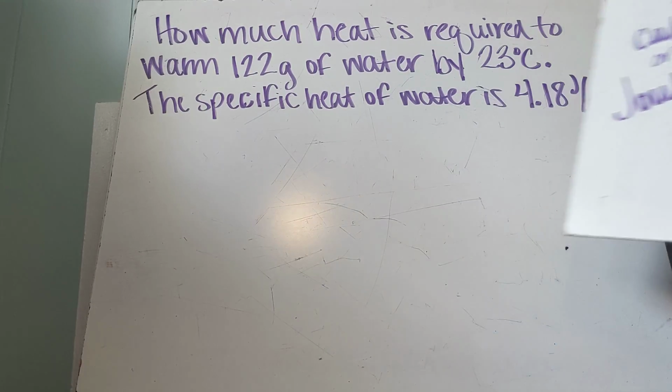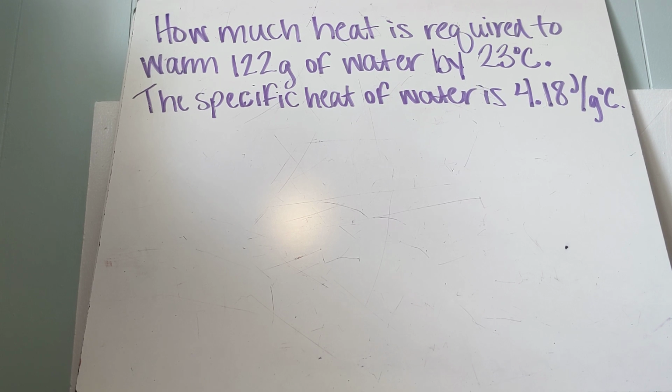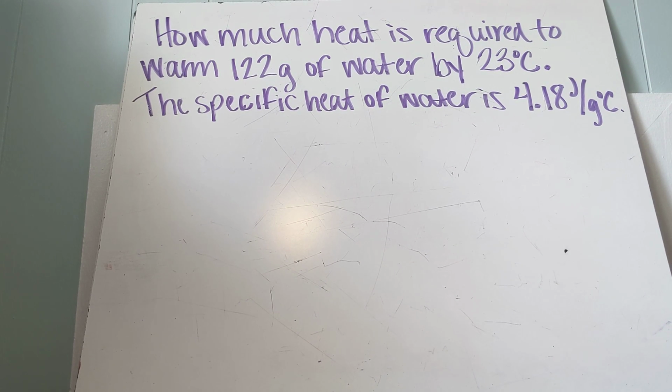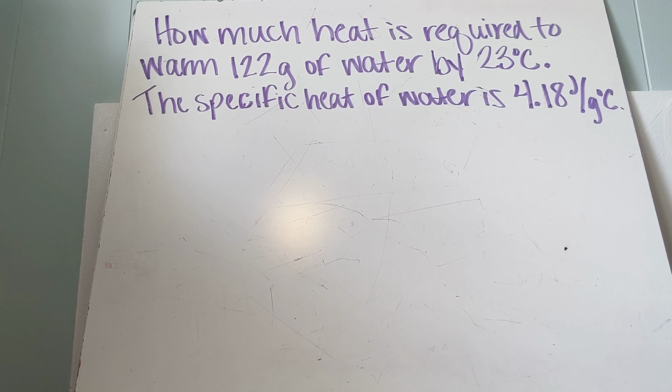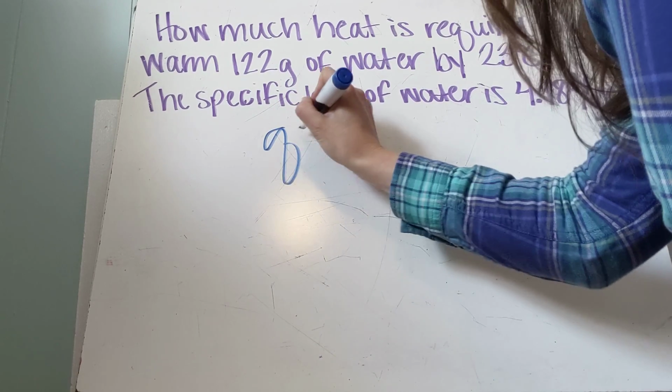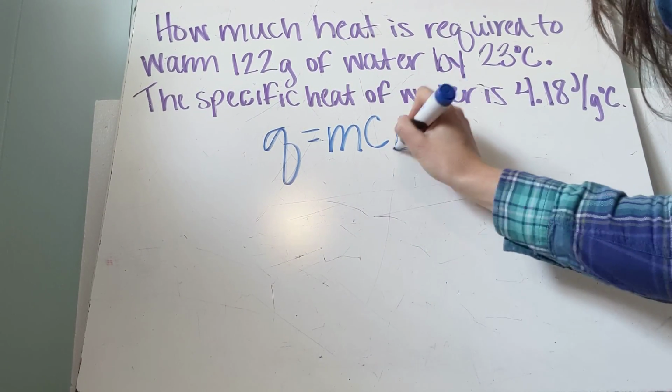We're going to do a couple practice problems. First one, pretty easy. How much heat is required to warm 122 grams of water by 23 degrees Celsius? The specific heat of liquid water is 4.18 joules per gram degrees Celsius. Using our formula, Q is equal to MC delta T.